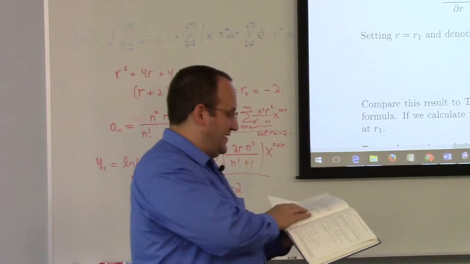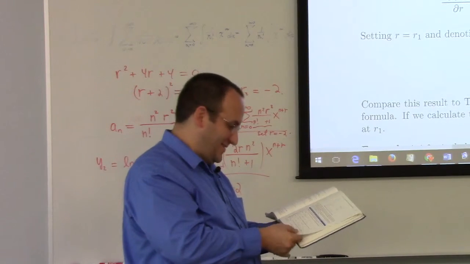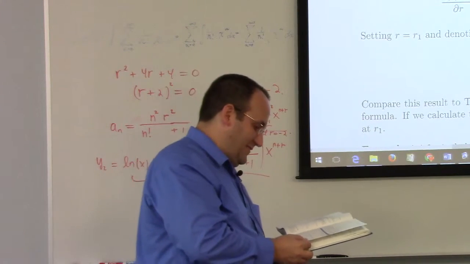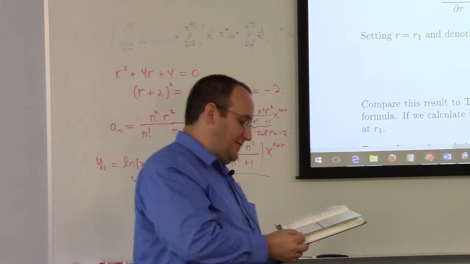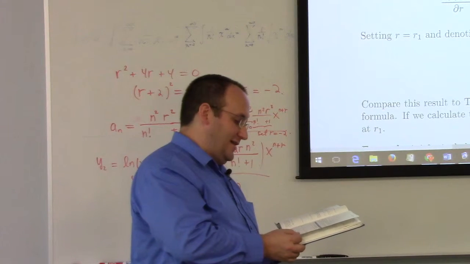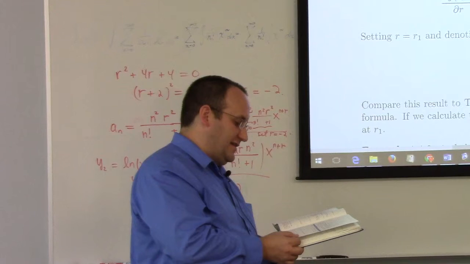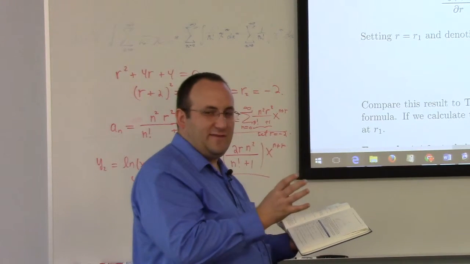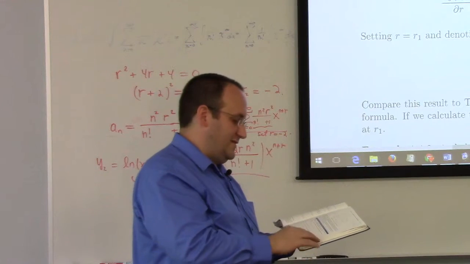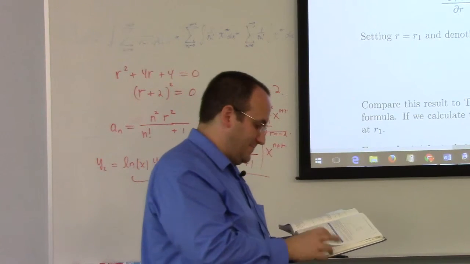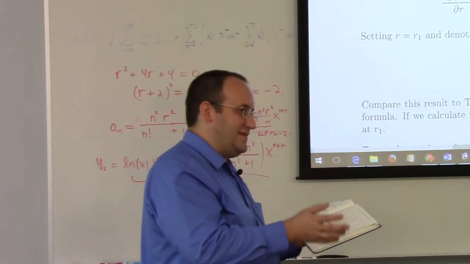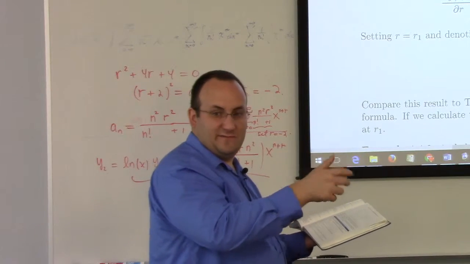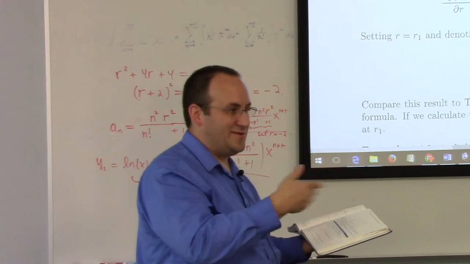It goes on to 476. Let us count the ways. So let x naught be a regular singular point for y double prime plus p y prime plus q y equals 0, and let r1 and r2 be the roots of the associated indicial equation, where the real part of r1 is greater than the real part of r2. So he's allowing for the index to be complex. But he's assuming that r1 is the larger root, assuming that they can be ordered.